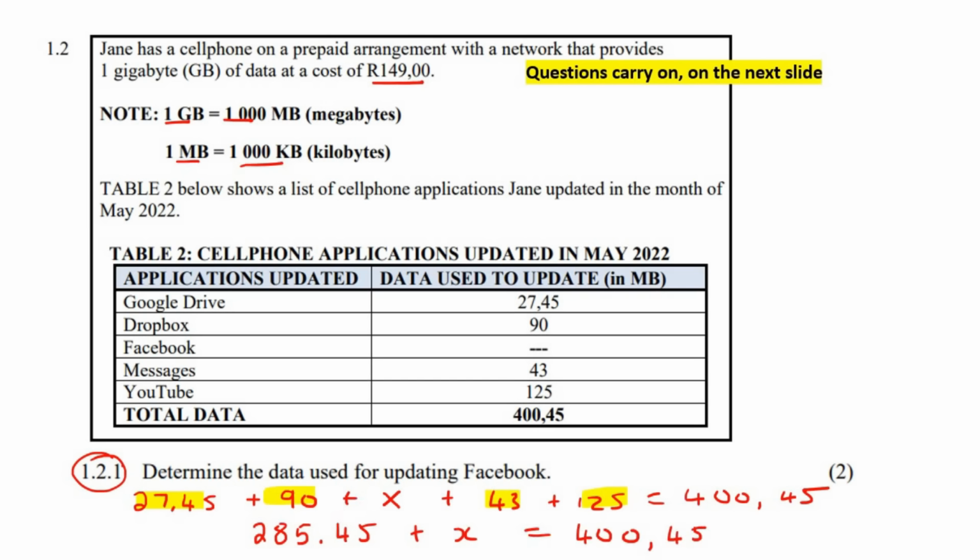Then we're still going to say plus X, equals 400,45. There's different ways of handling this next part, so you must obviously do what's comfortable. But what you eventually want to end up with is that X is going to be equal to 400,45 minus 285,45. And if you do that, you should end up with 115, and then remember the units, megabytes or MB. So that is the data for Facebook.